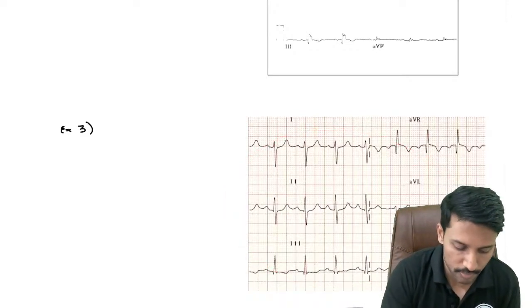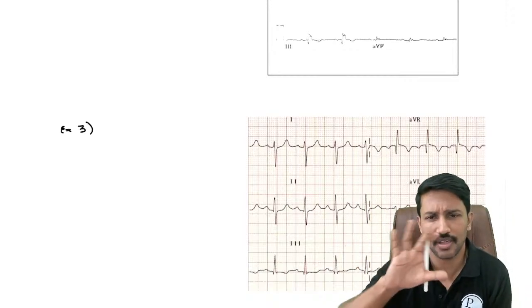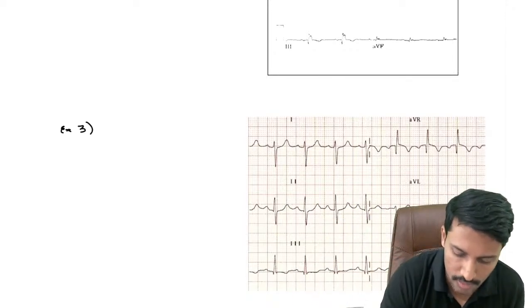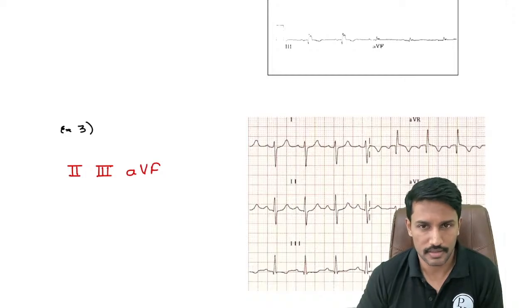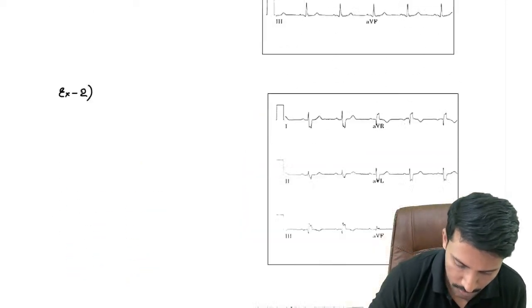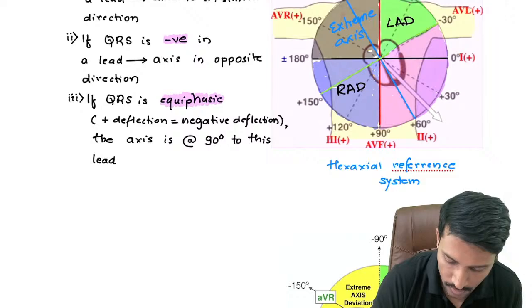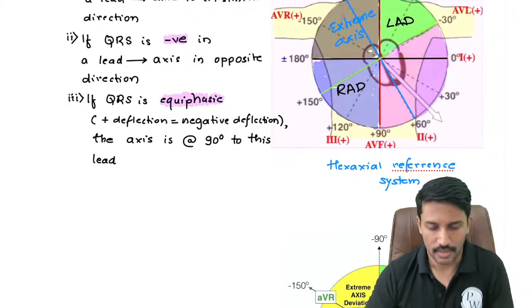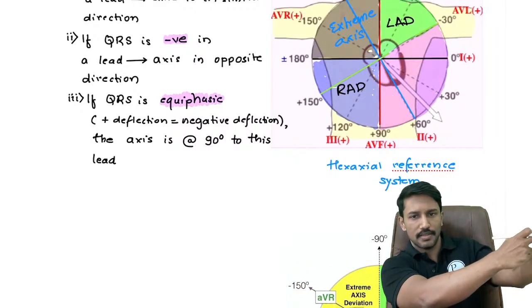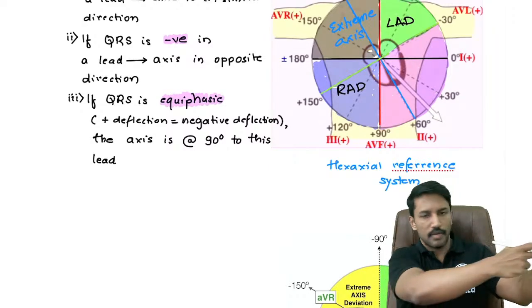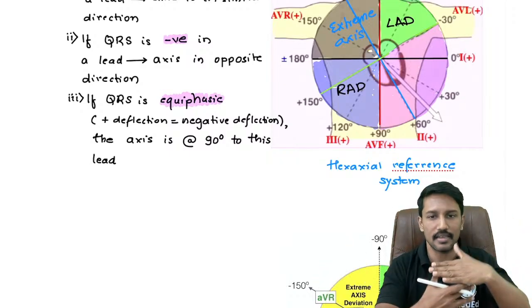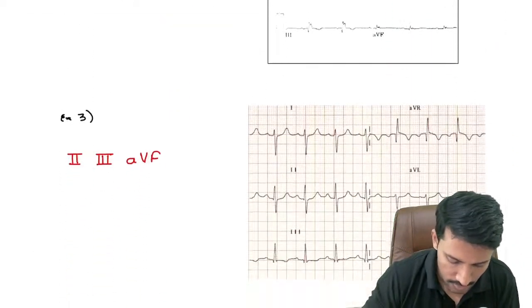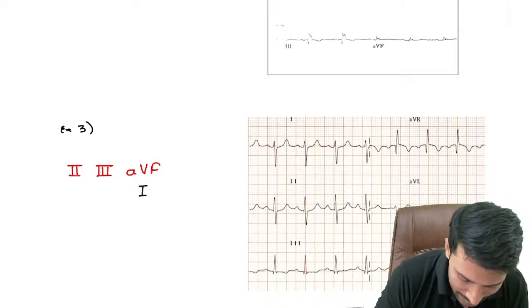Clear? An easy way to remember this 90-degree relationship is that you don't have to picture the hexaxial reference system. All you have to remember are the inferior leads: 2, 3 and AVF. Remember, the first example we took was what is at 90 degrees to lead 1. Lead 1 looks at the heart from the left limb, and AVF looks at the heart from the left foot. So they are exactly at 90 degrees. That's the only point you have to remember: lead 1 is for AVF.